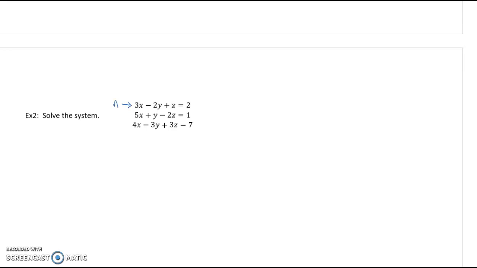I'm going to call this equation A in blue, and then equation B in green. Hopefully you can see the different colors. Equation C in red, and then we're going to have 2 more equations, and I'll color code them as we go. But your first step is to pick 2 of the equations and eliminate one of the variables. So I'm going to pick equation A and B. I'm going to have 3x minus 2y plus z equals 2, and then 5x plus y minus 2z equals 1.